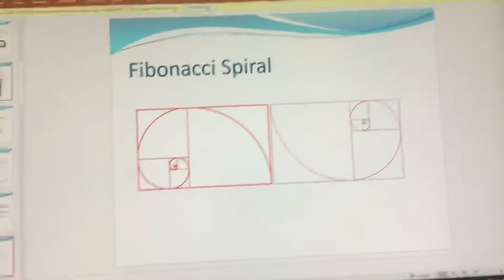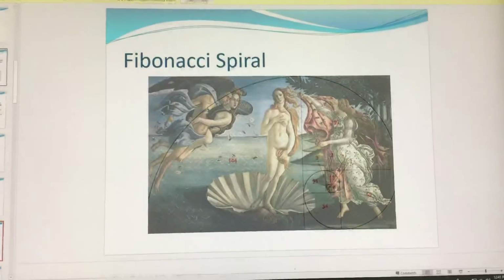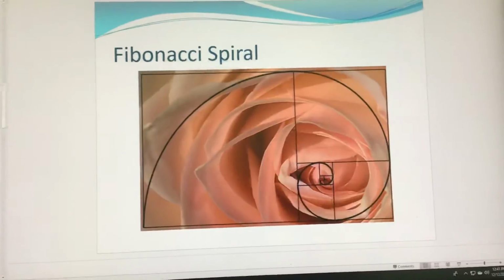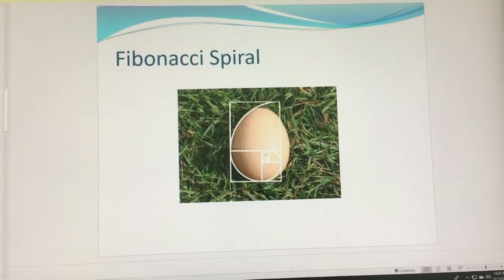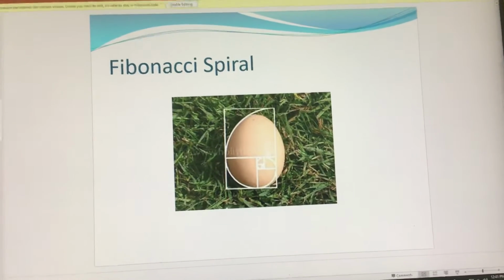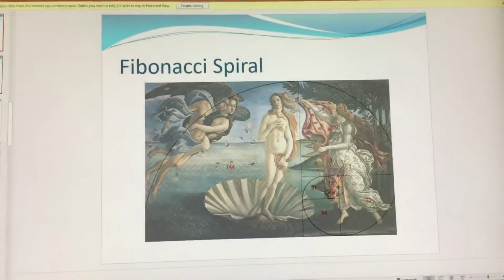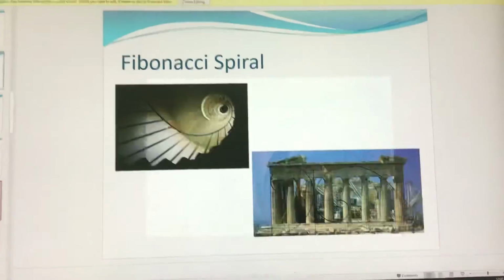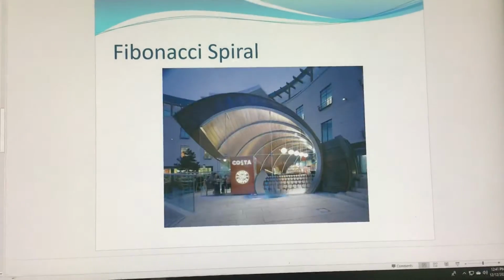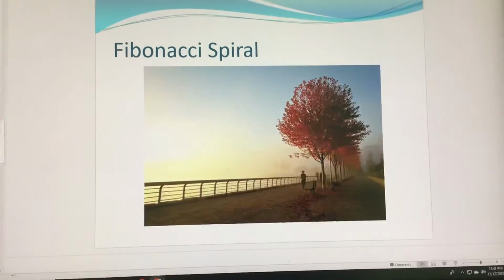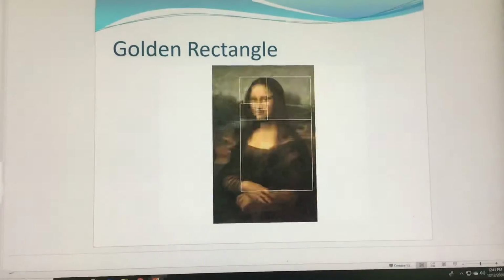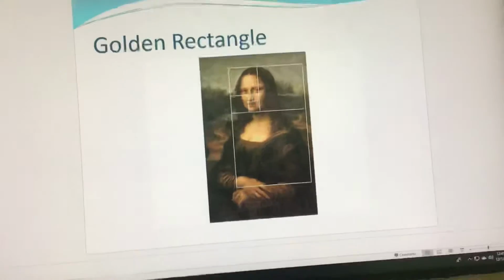Examples of the Fibonacci spiral in nature include flowers, seashells, the egg. Famous works of art that use the Fibonacci spiral. We have here the Birth of Venus. The Mona Lisa is also a very famous photograph that uses the Fibonacci spiral. I don't know if I have it here. Yeah, there it goes. Okay.